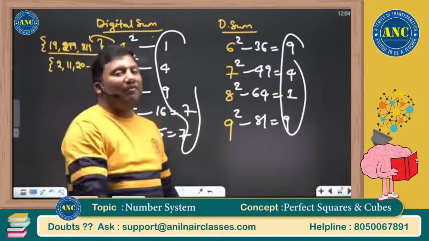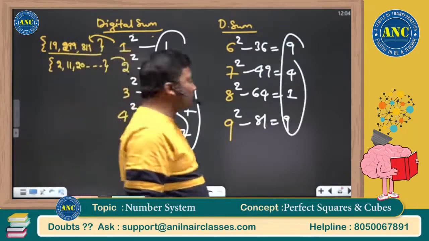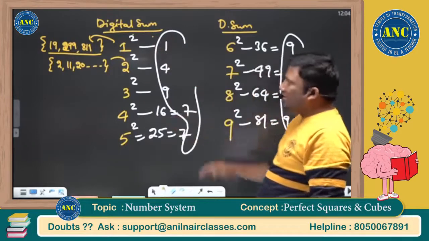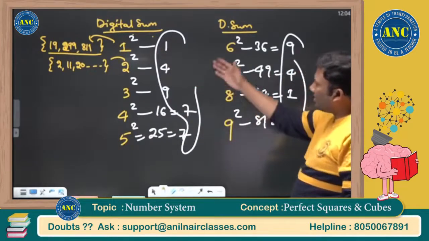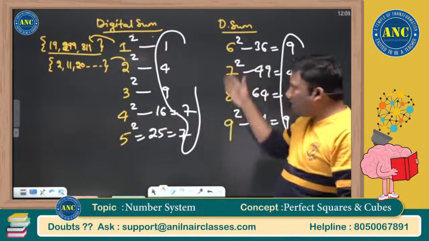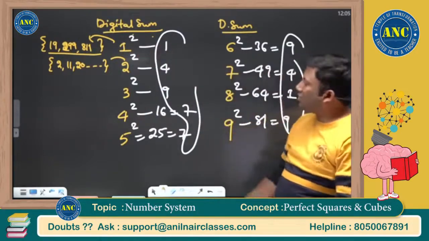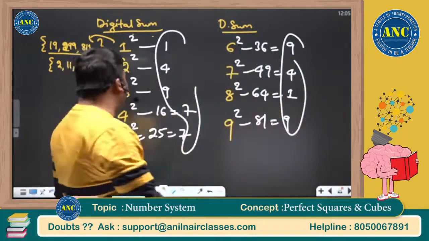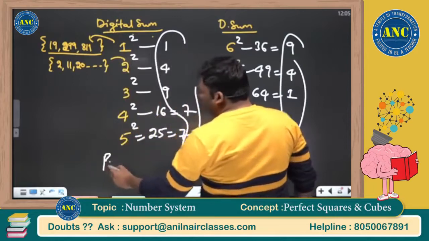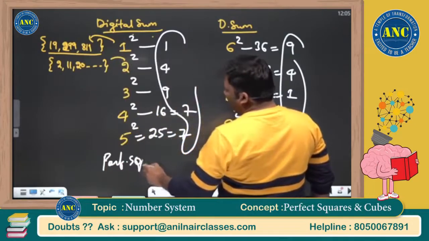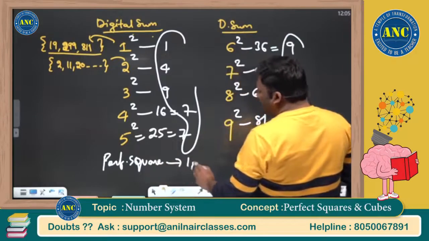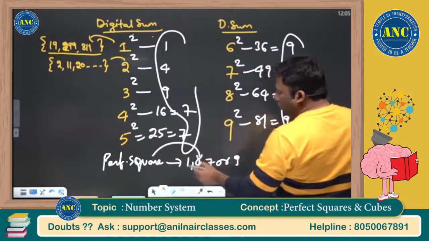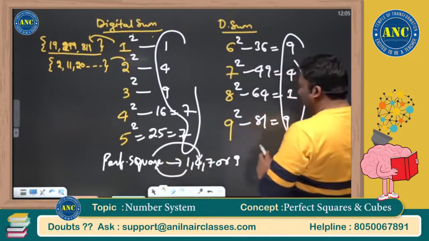On the left hand side we have taken all the possible digital sums, and squared them. On the right hand side, these are all the possible digital sums of the perfect squares. If I square a number, I get a perfect square, and on the right hand side I got 1, 4, 7 or 9. Extremely important logic, sir: if a number is a perfect square, the digital sum should always be 1, 4, 7 or 9. If this is a perfect square, this should happen. The reverse may or may not be true.